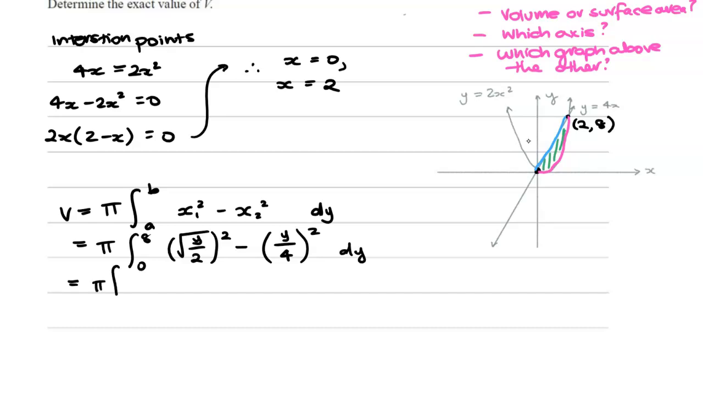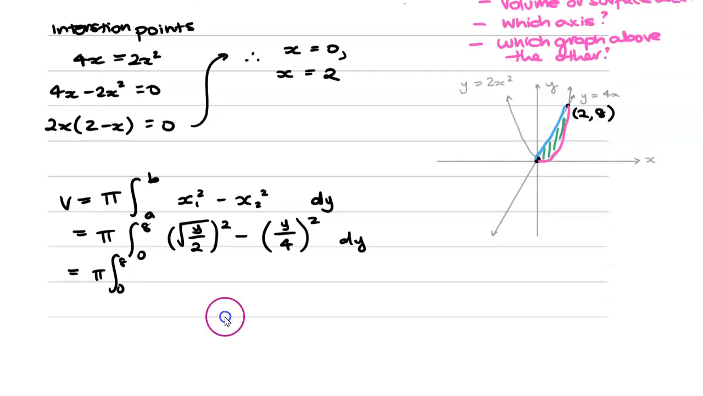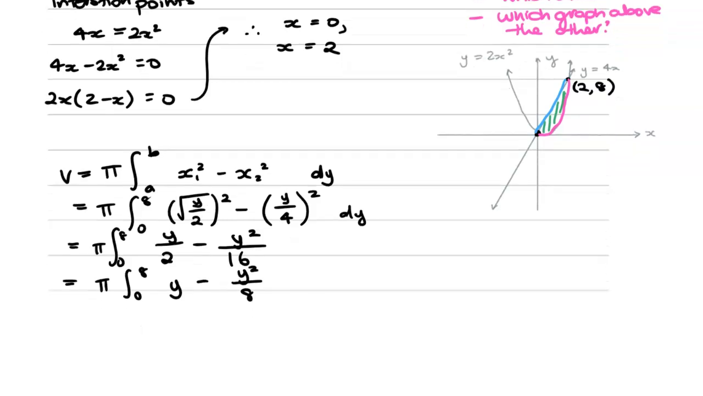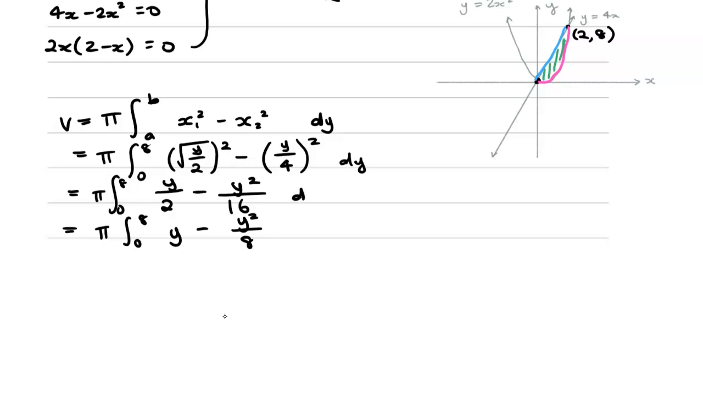Let's continue. So 0 to 8, that's nice. We get y over 2 minus y squared over 16. If you felt partial, you could take a half out as a common factor. So that would just give us y and then y squared on 8. Maybe not needed, but I found it nice to do. Oh, and we've forgotten our dy's. Okay, good. Okay, let's actually integrate that now.